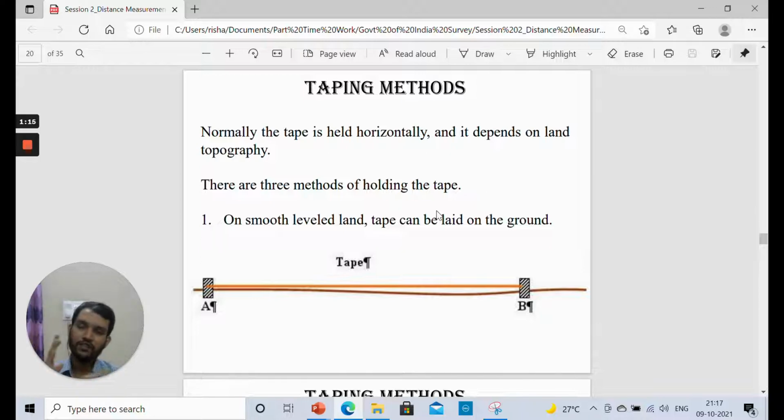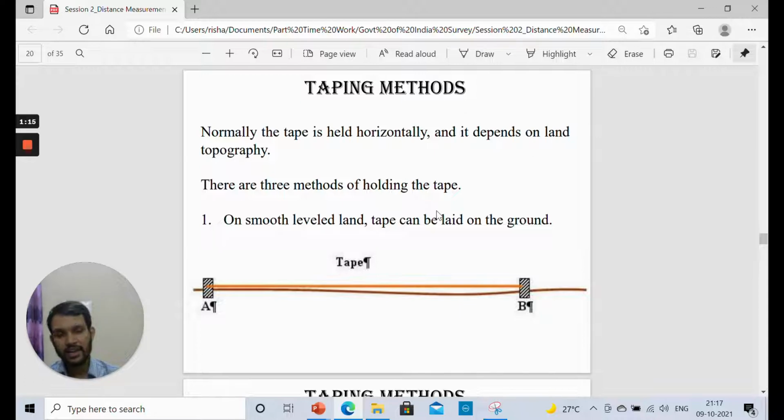So if it is leveled ground, we will keep one point on one edge of the ground at a particular station, and the second point at the other station, and we will keep it horizontal, under tension, and we can easily obtain the reading by laying the tape on the ground. So it is very easy. If it is a perfectly leveled ground, we can directly take the measurement.